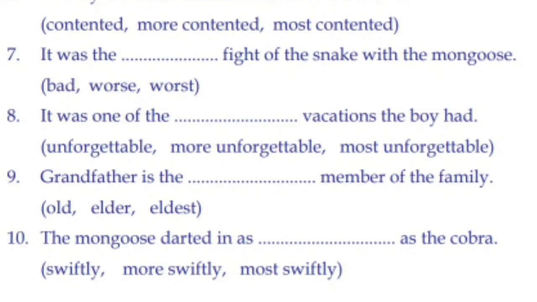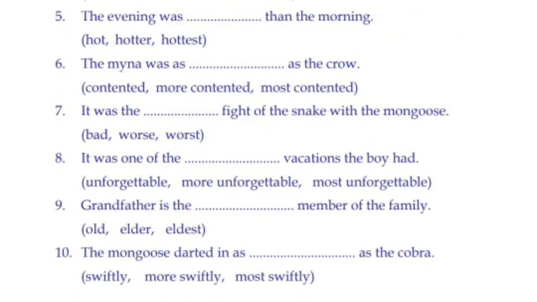Ninth sentence. Grandfather is the dash member of the family. Again the clue 'the'. It gives the indication that we should use the superlative degree. Which are the options given? Old, elder, eldest. Normally we use elder and eldest when we refer to family members or blood relatives. Grandfather is the eldest member of the family.